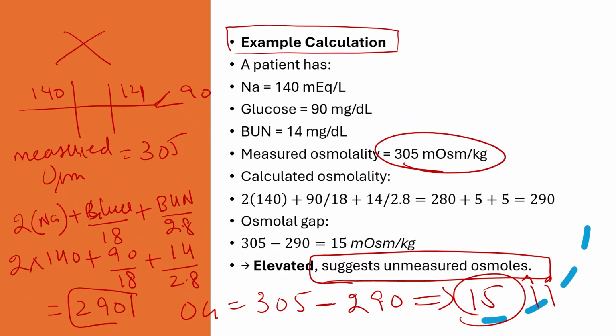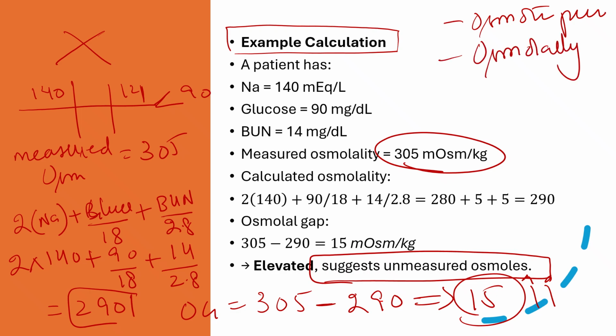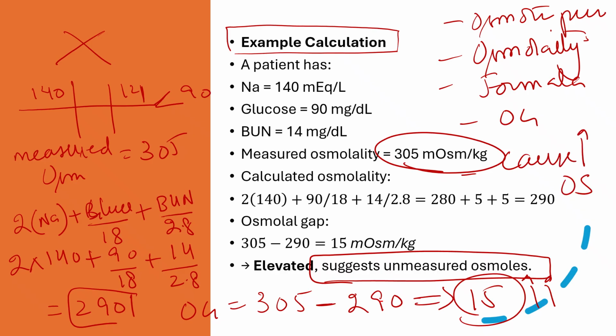So we discussed what osmotic pressure is, we discussed osmolality, we discussed the formula and how to calculate the osmolar gap, and we discussed the causes of elevated osmolar gap and its clinical importance.